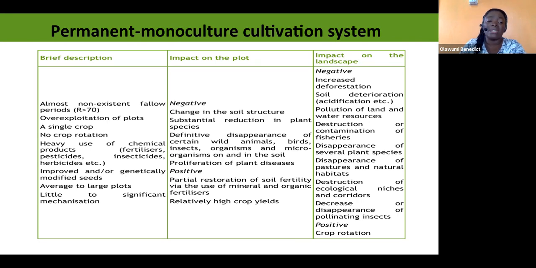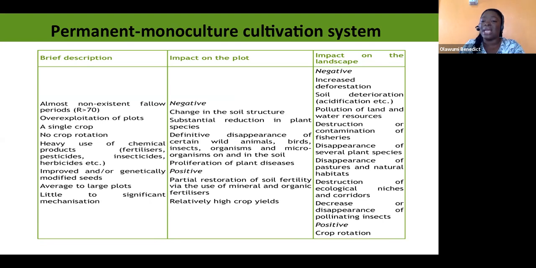So what are the positive? Like I said last week, every system has positive and negative impacts on the landscape and on the plot level. So what are the positive impacts? There's partial restoration of soil fertility via the use of mineral and organic fertilizer, and there's relatively high crop yield, because you have started introducing chemical fertilizer into the system.